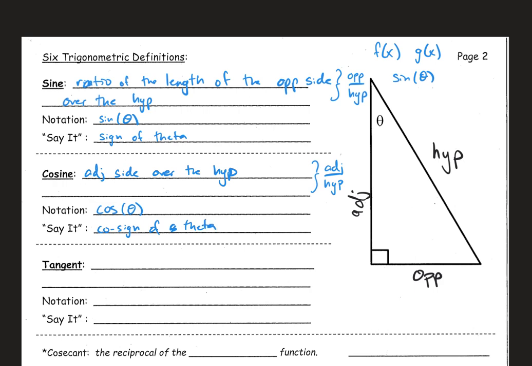All right. Last but not least, we have tangent. And tangent is the opposite side over the adjacent side. It is the only one that does not have the hypotenuse in it, which when you're doing problems is a good way to recognize it. If there's no hypotenuse, then it has to be tangent. Okay? The notation is TAN. So tangent of theta. And that's about exactly how it sounds. Tangent of theta.